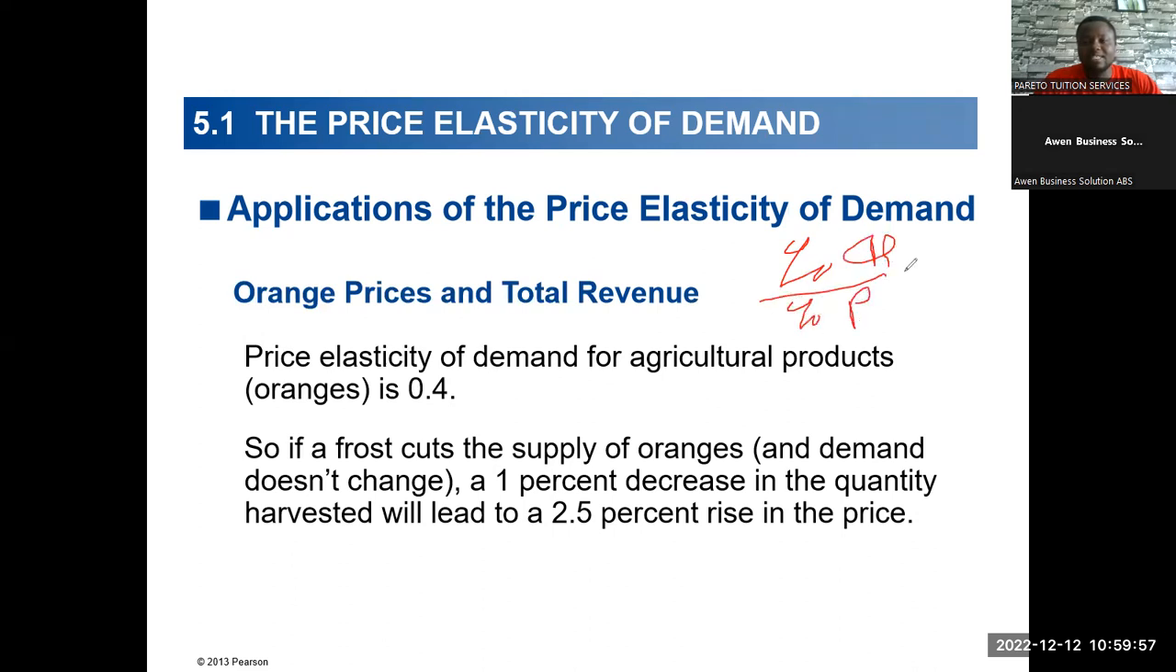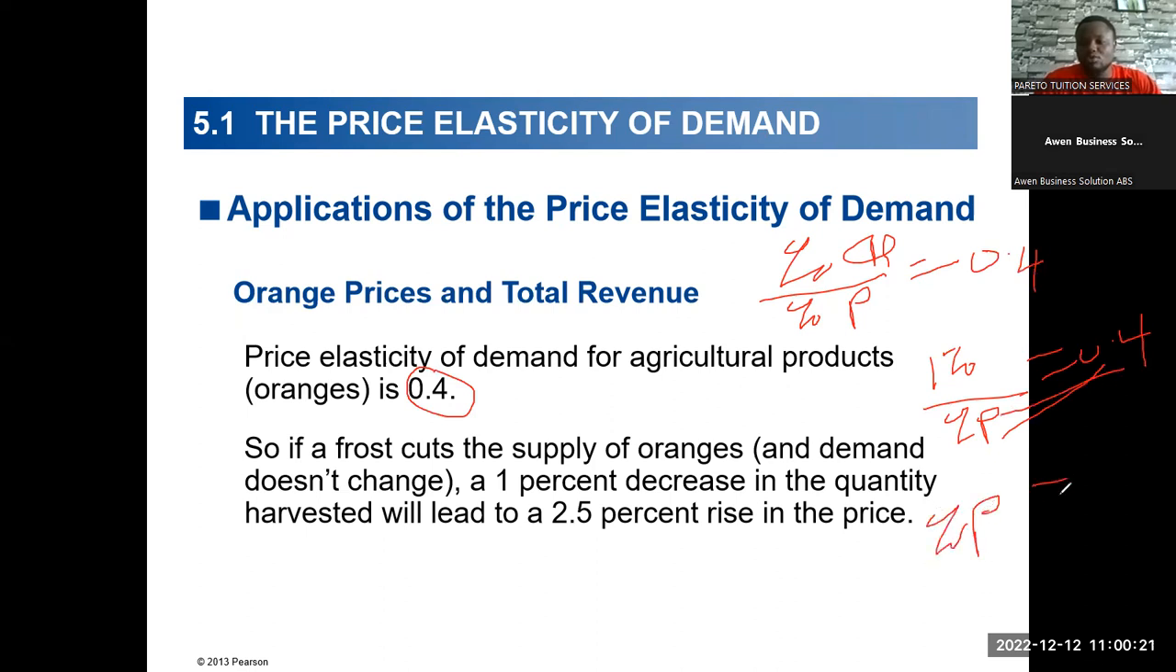Now, this has been giving us 0.4. You see that they've given us the value as well, 0.4. So if quantity is changing by 1%, we have 1% over the percentage change in price, which we don't know, should be equal to 0.4. Now, if we are looking for the percentage change in price, we do cross multiplication. So the percentage change in price will be equal to 1% divided by 0.4, and that will give us 2.5%.